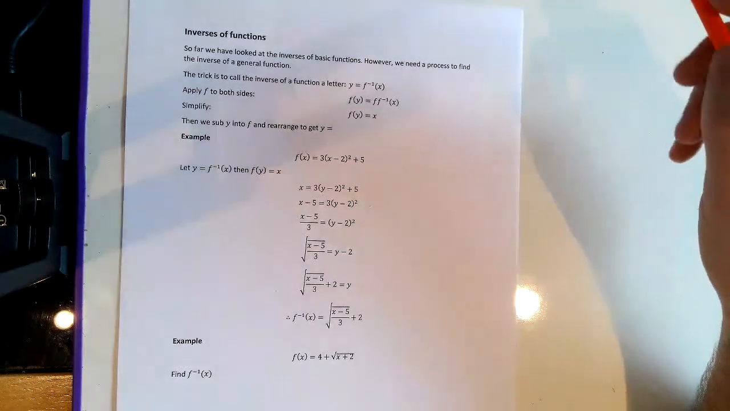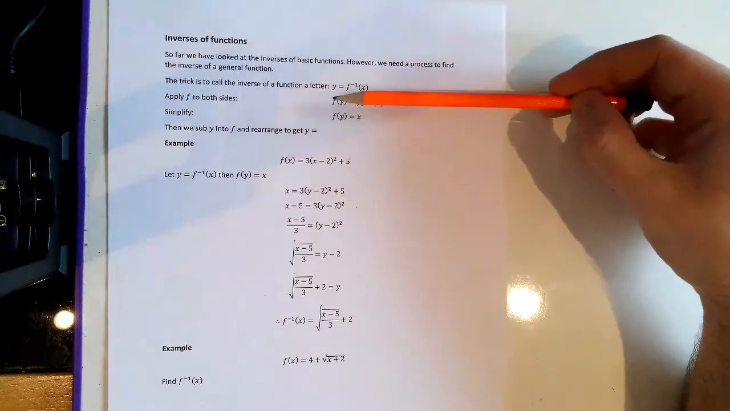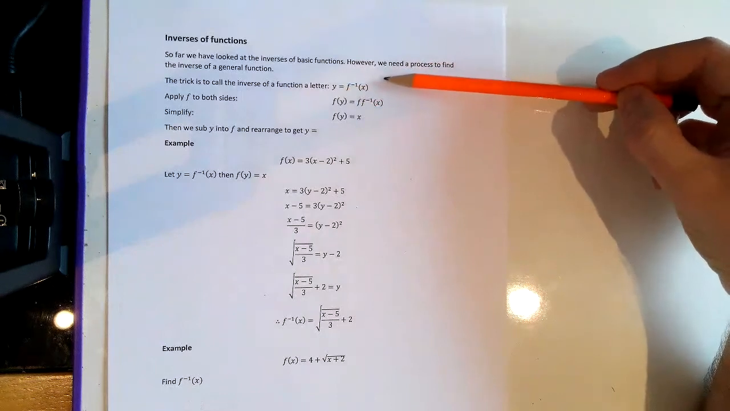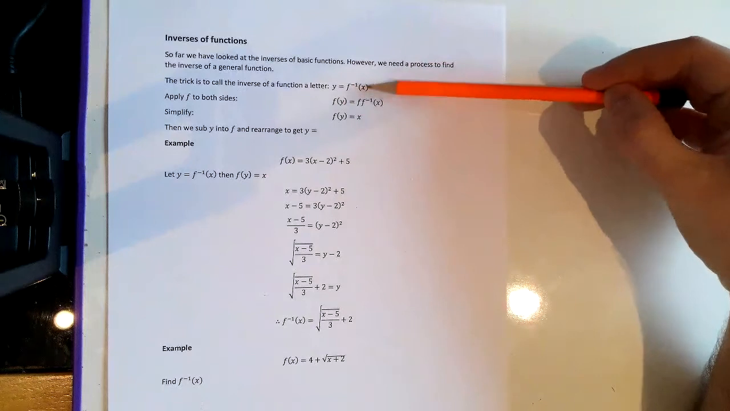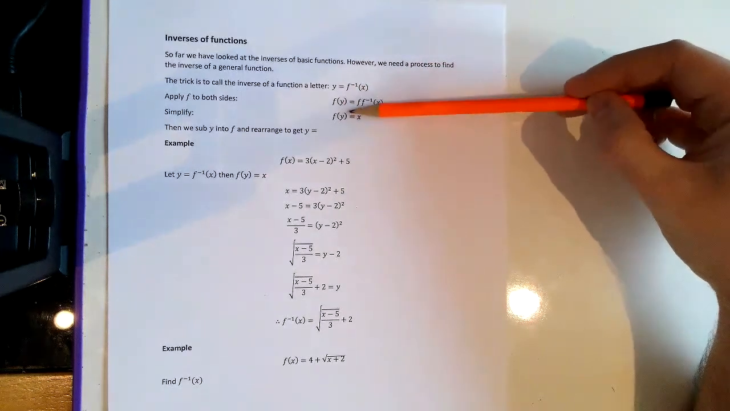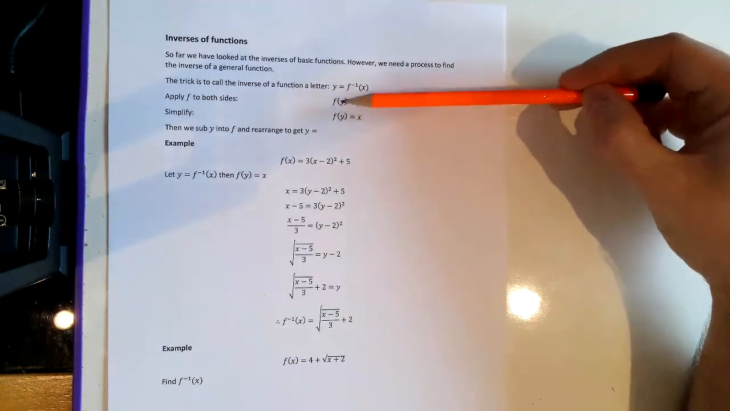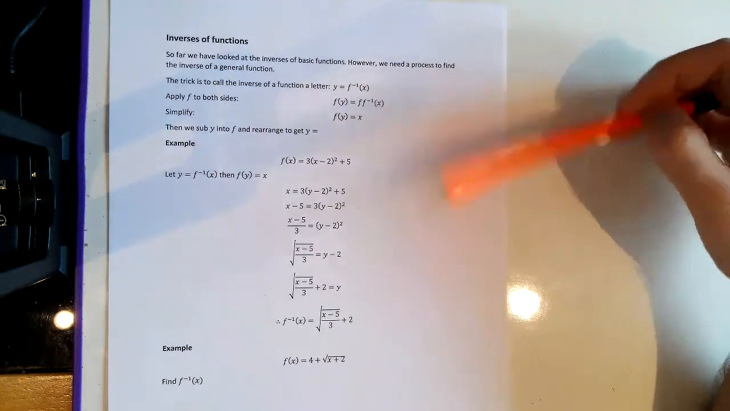So the trick we're going to do is to find an inverse, we're going to call the inverse y. So y would equal f inverse of x. Then we apply f to both sides, look. So I get f of y equals f inverse x. And you know f and f inverse cancel. So we get f of y equals x. Then all we do is sub in y into our function and rearrange to get y equals.